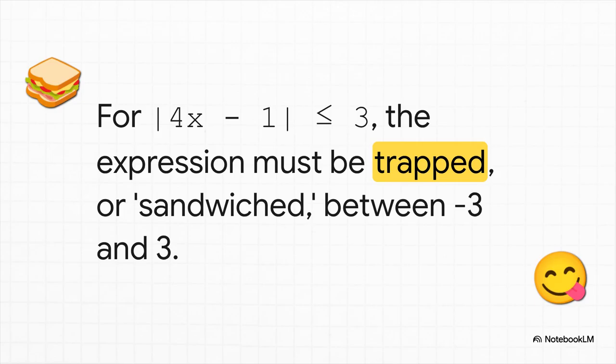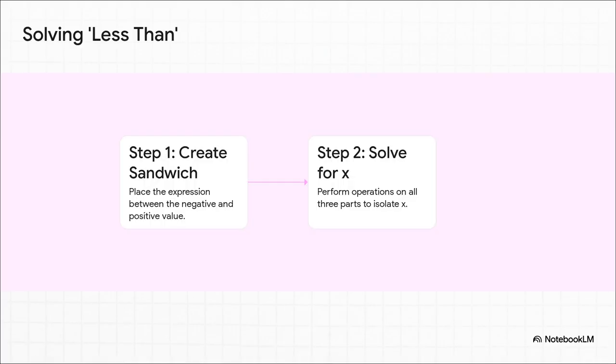Let's check out a less than problem. What this is really asking is find all the numbers where the expression 4x minus 1 has a distance from 0 that's 3 or less. That means it has to be trapped, or kind of sandwiched, right there between -3 and +3. So to solve it, we literally build that sandwich.